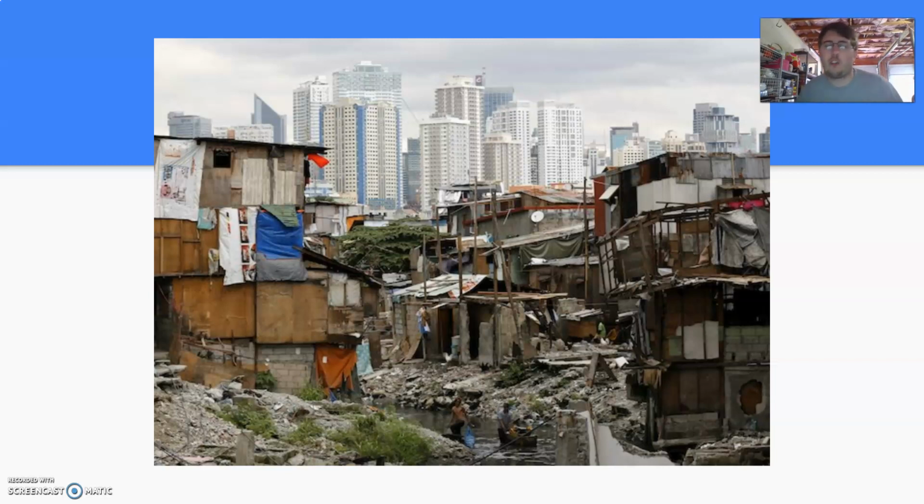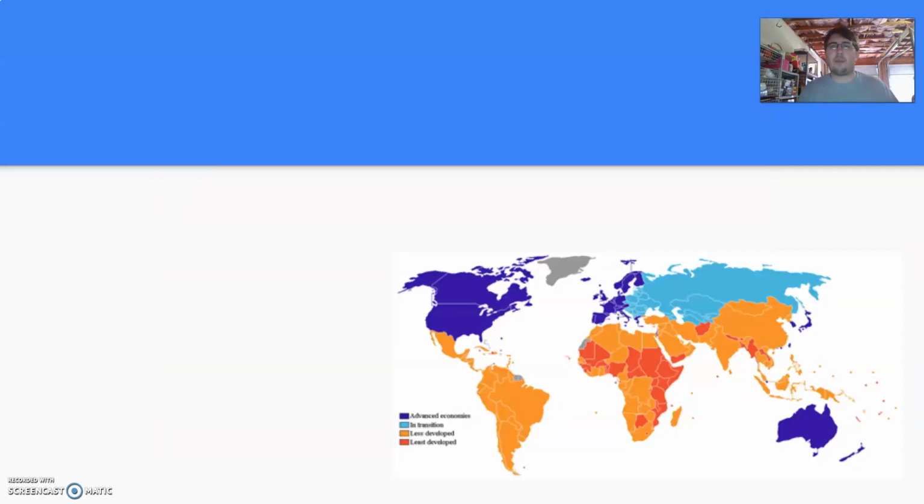But we look at the average, right? We look at the mean. We look at what the median setting is in that country, and then we can make a good justification of whether or not it's developed or developing.